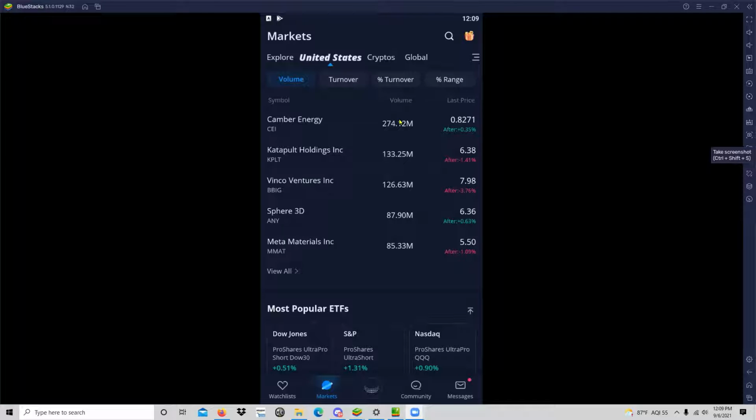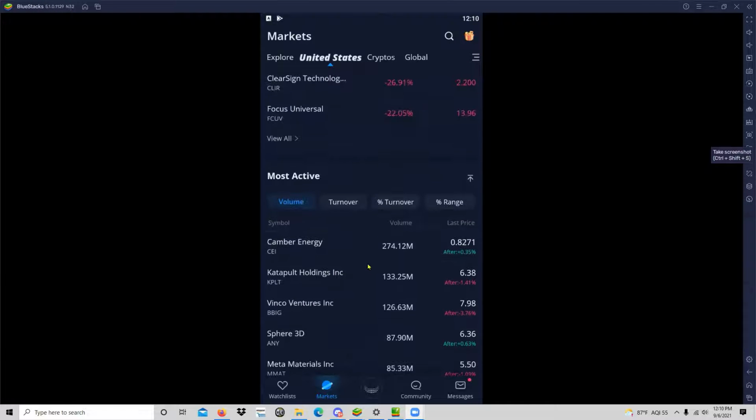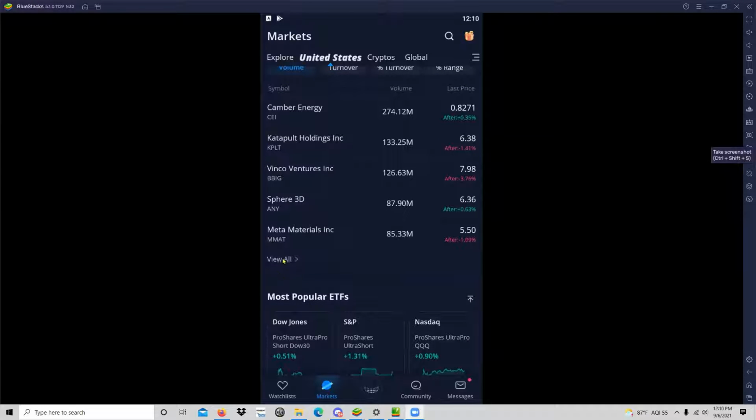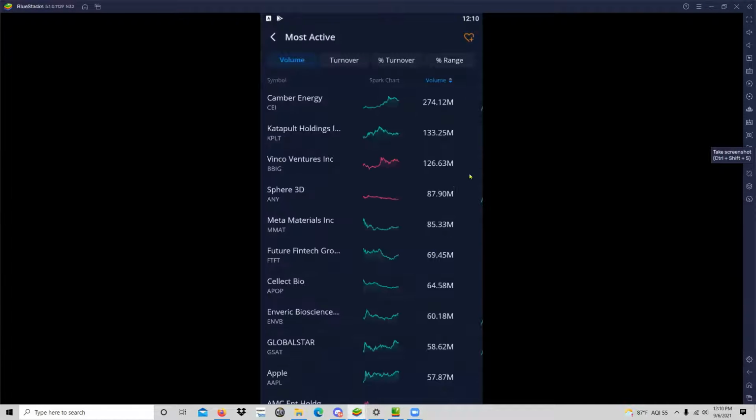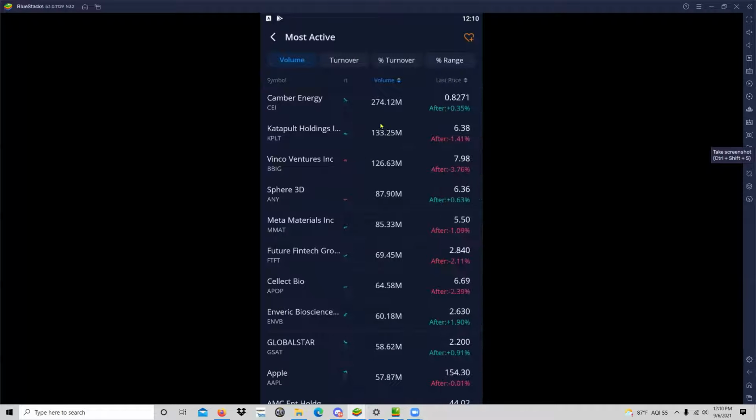So when it comes to volume, I make sure that if I'm looking for something, this is going to be a quick one. This is Webull, the app, the phone version, and I use BlueStacks to be able to run that on my PC. I like to come here and look at who's strong, who has the top volume, but also I want to make sure that it's going to run my way, towards the side that I'm interested in.